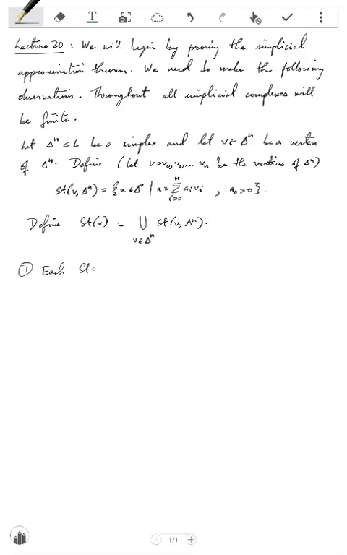Each star of v is an open subset of L. So for example, if L is this simplicial complex and v is this vertex, then the star of v is this.